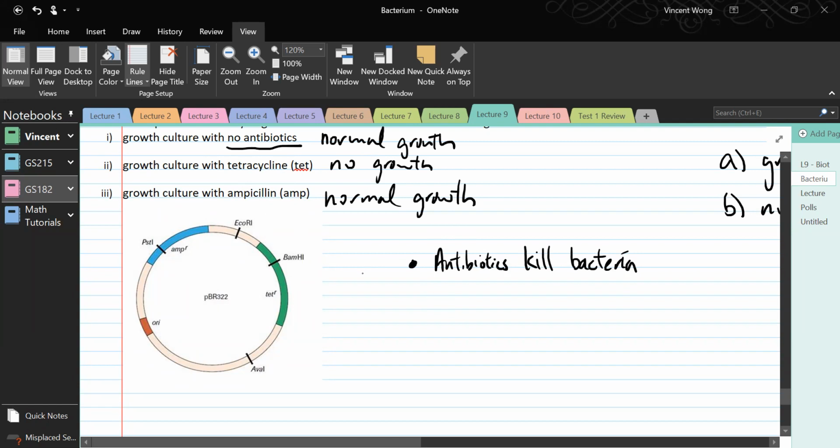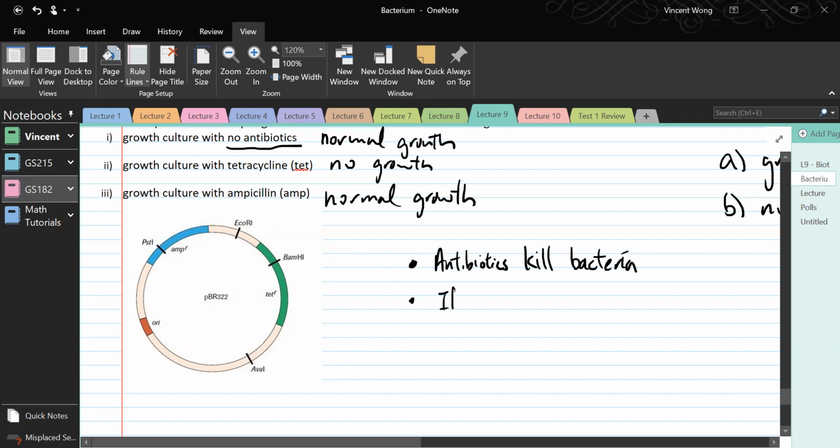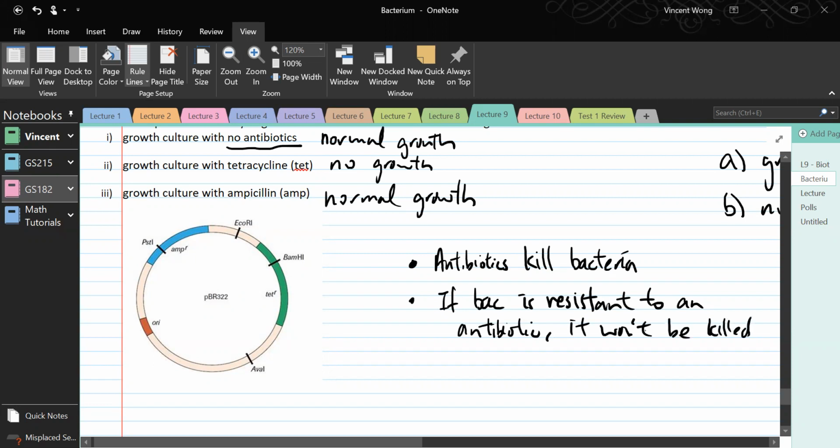Bacteria could protect themselves from antibiotics if they have resistance to it. Okay. So a bacteria is resistant to an antibiotic if the antibiotic cannot kill it. Is that okay? If bacteria is resistant to an antibiotic, it won't be killed. Won't be killed. Is that okay?